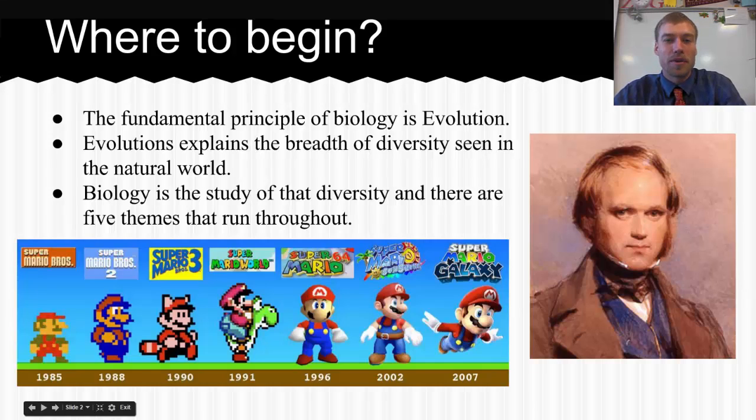Where do we begin when we talk about biology? Well, the fundamental principle of biology is evolution, and this is an idea that is somewhat recent. Probably in the last 10 to 20 years have we really, as biologists, come to see evolution as the fundamental principle of biology. And evolution is what explains the breadth of diversity seen in the natural world, and it's the unifying theme that ties it all together. Biology is the study of the diversity that we do see in the world, and there are basically 5 major themes that run through it.